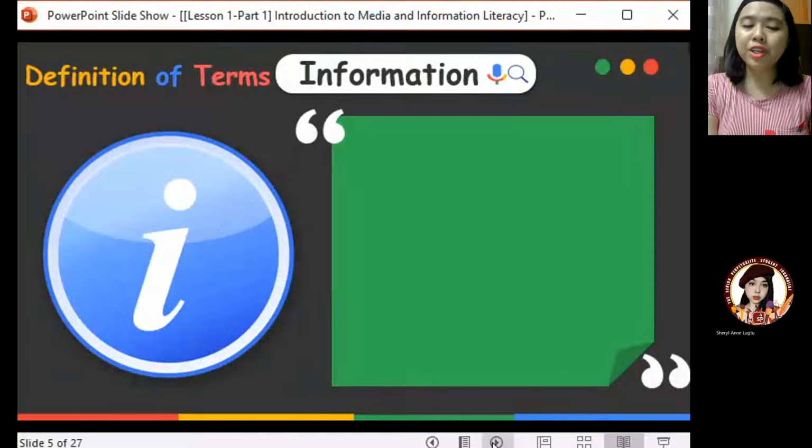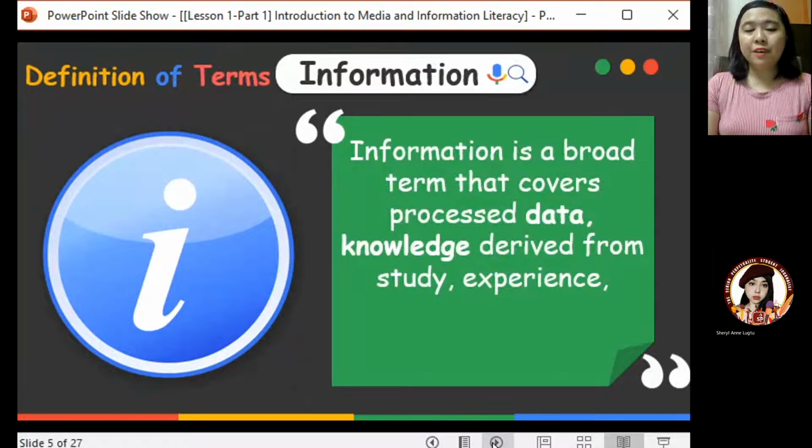Next term that we are going to define is information. Maybe you have already seen this logo most of the time whenever you are looking at manuals or even on the internet. This sign might be familiar to you. Or if not, at least now you get to see it. So information is a broad term that covers processed data and knowledge derived from study and experience. When you say information, it's something that you have prepared, and at the same time, something that you have researched for a long time, meaning you have spent time and effort just to get it.